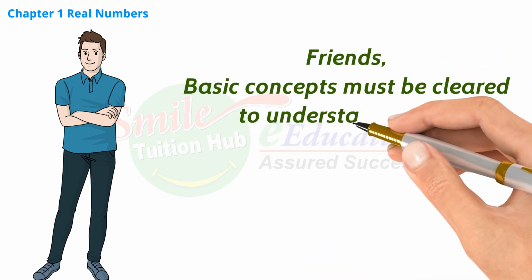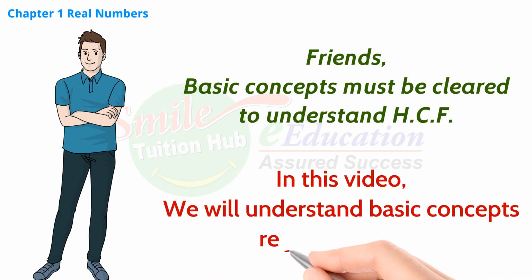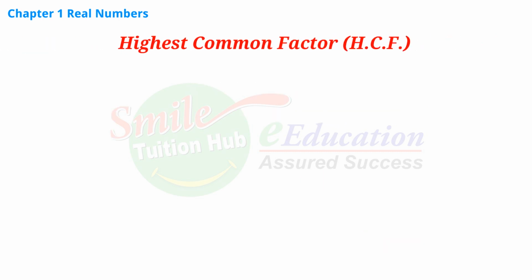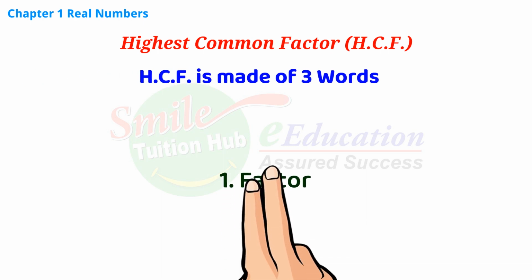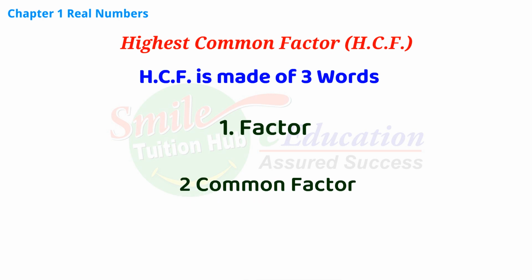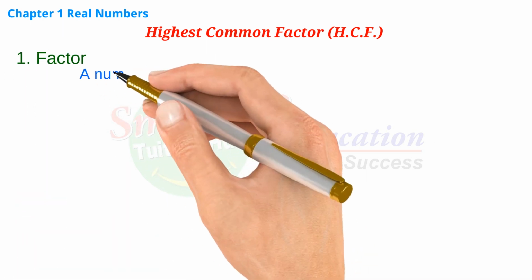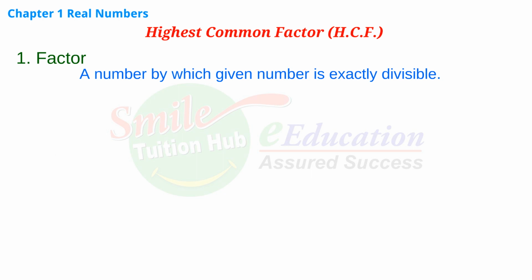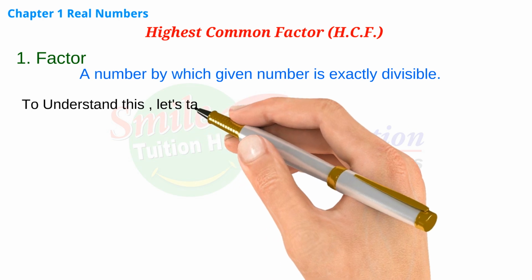Friends, basic concepts must be cleared to understand HCF. In this video, we will understand the basic concept regarding HCF, highest common factor. Here you can see the highest common factor, HCF, is made up of three words. Number 1, factor; number 2, common factor; and number 3, highest common factor. Number 1, factor: its definition says a number by which a given number is exactly divisible. It means when we divide any number, the remainder is 0.